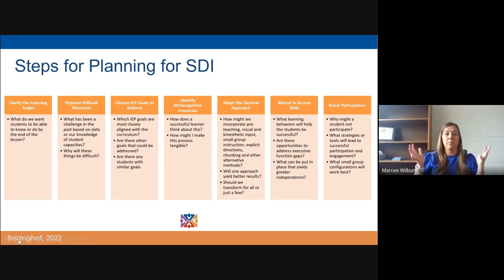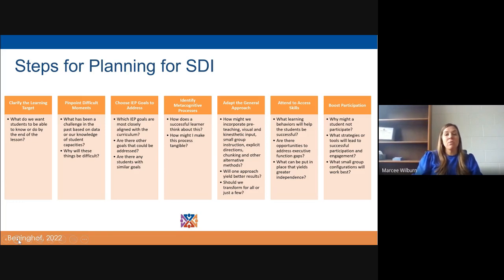So you can look at it on a macro or a micro level, but what's going to be difficult and why? Then you're going to look at what are the IEP goals that I can address within the greater context of this lesson? How is it aligned to the current curriculum being taught? And then how can I address these goals? And I think the last question is so important. If I can address them for this student, are there other students with similar goals that I can lump together and be thinking about all of their goals together when I'm providing that specially designed instruction?